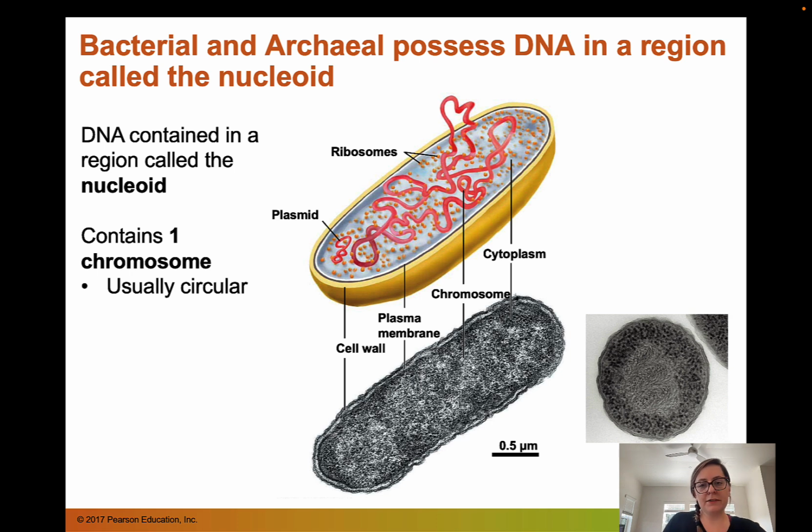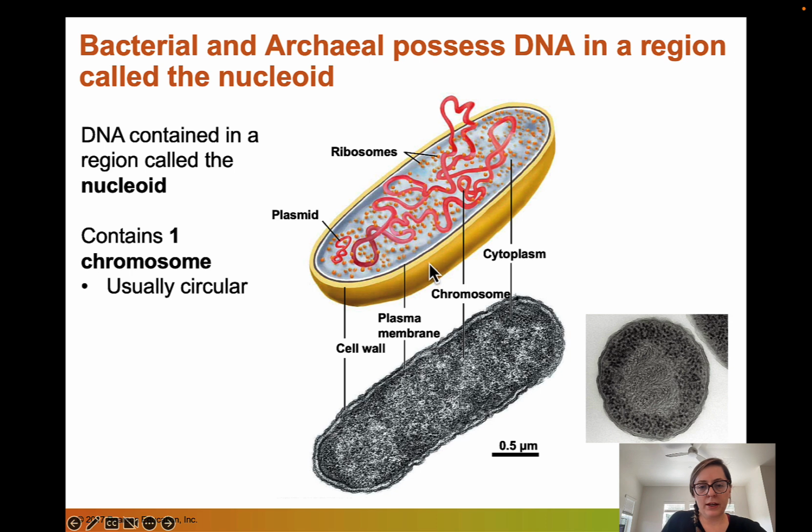So bacteria and archaeal cells possess DNA. All cells have DNA, but in these cells it's in a region called the nucleoid. Down here is an image of a bacterial cell using transmission electron microscopy. The way this technique works is that they can stain the cells with some sort of chemical that, when fired with a beam of electrons, will turn dark if there's some sort of organic structure there. And so where it's dark, you can see structures within the cell.